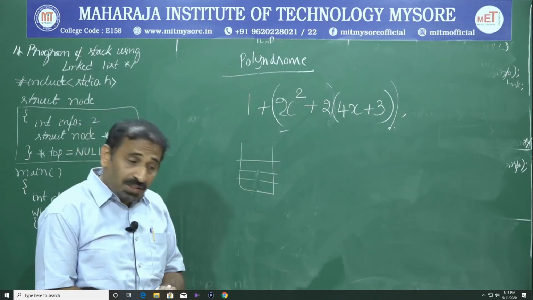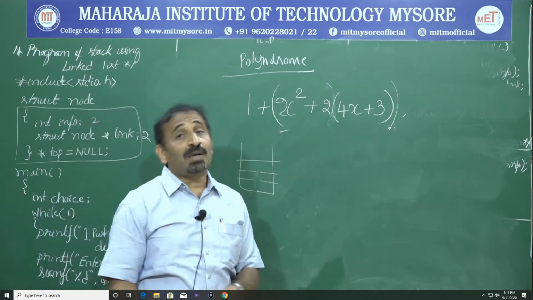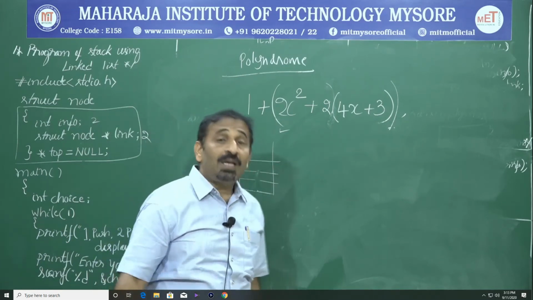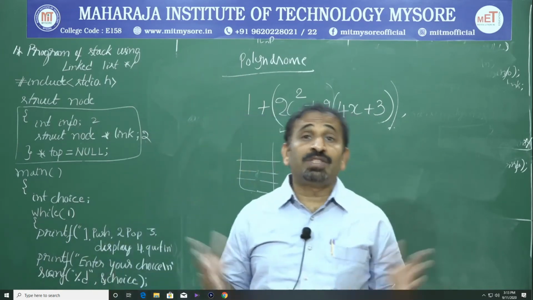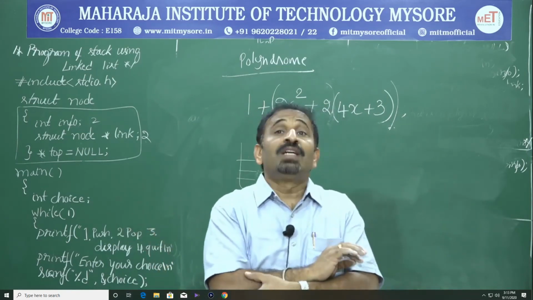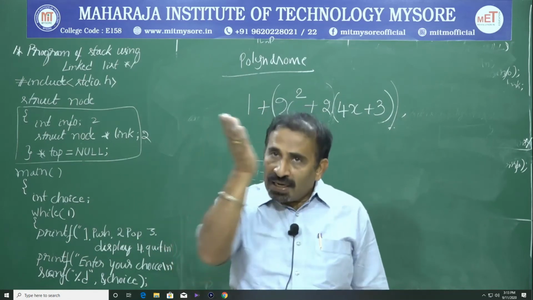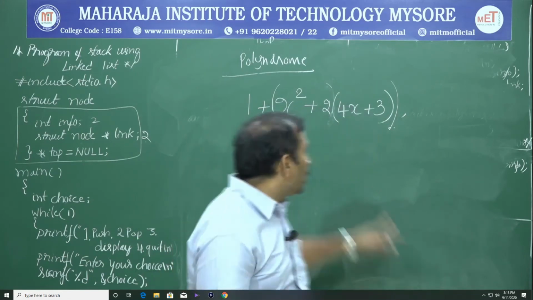All right. But this is not as simple as we think. There may be multiple kinds of brackets. Sometimes we will be opening a flower bracket, sometimes a square bracket, sometimes an angular bracket, something like this, actually curved brackets.